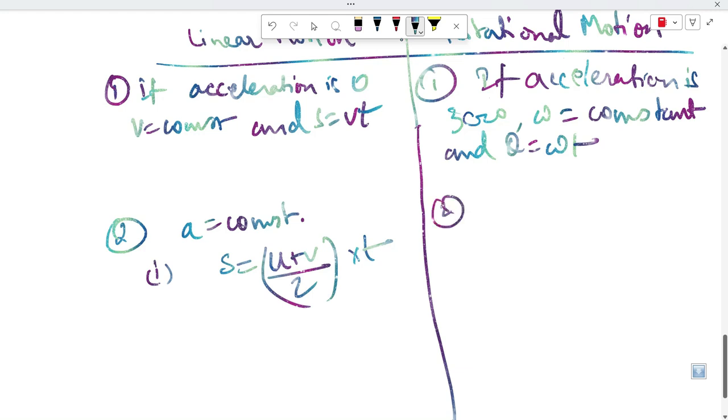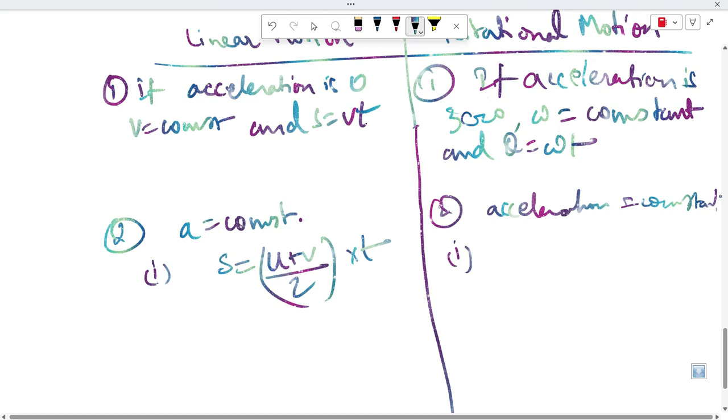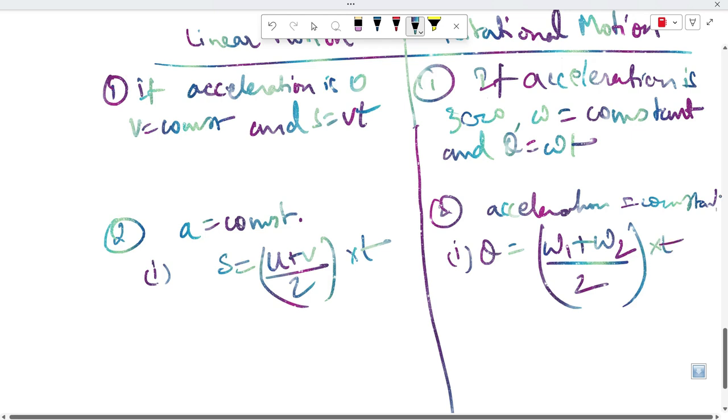Now, what about in case of rotational motion, where acceleration is also constant? Then I can write that theta is equal to (omega 1 plus omega 2) by 2 into t. The angular displacement, the angle subtended, is equal to initial angular velocity plus final angular velocity divided by 2, into t.